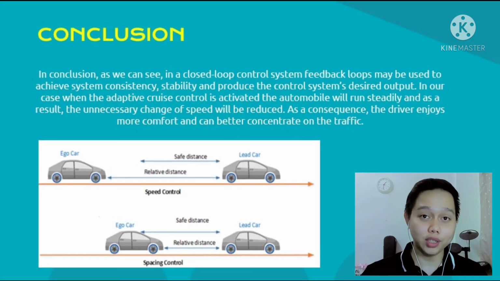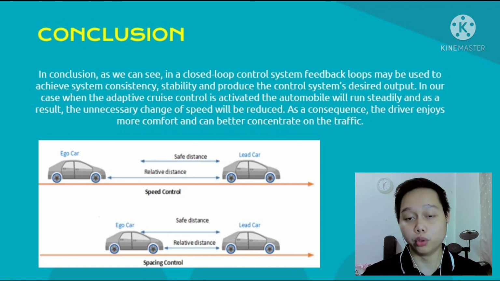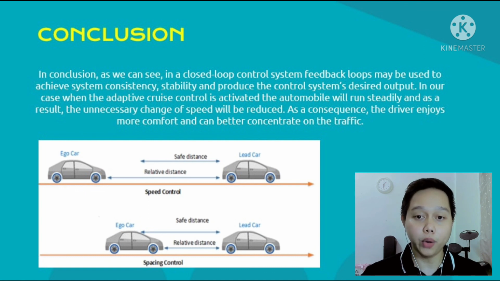In our conclusion, as you can see, in a closed loop control system, a feedback loop may be used to achieve system consistency, stability, and produce the desired output of the control system. In our case, when the adaptive cruise control is activated, the automobile will run steadily, and as a result, unnecessary change of speed will be reduced. As a consequence, the driver enjoys more comfort and can better concentrate on traffic.